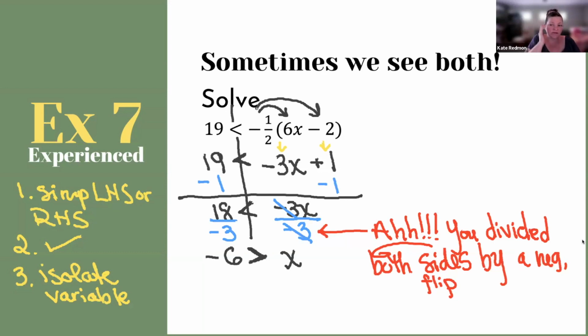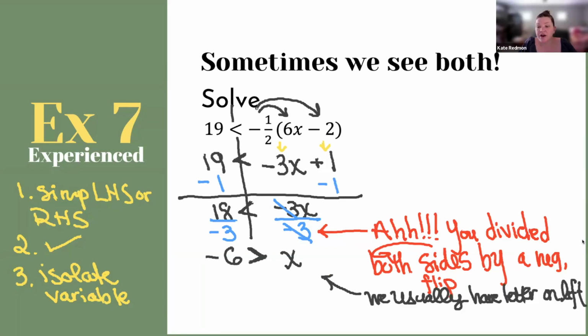This is right. There's nothing wrong with this statement. X is alone, so it is solved. However, it is weird. We usually write inequalities with the letter on the left. My final step here would most likely be to flip the left and the right-hand sides. Well, what did we learn? We learned that if we flip the left and the right-hand sides, we flip the sign.